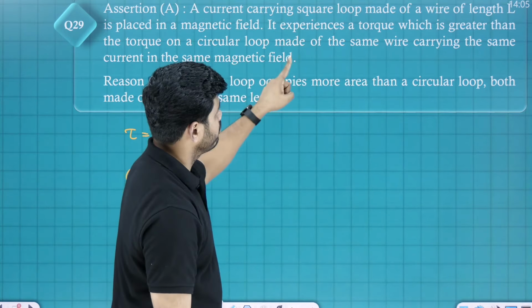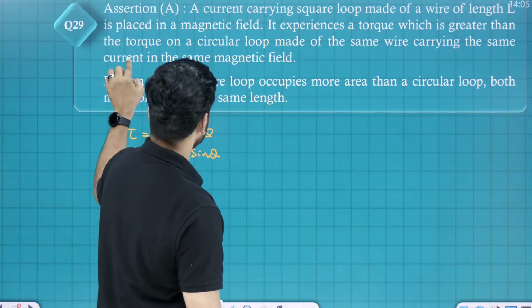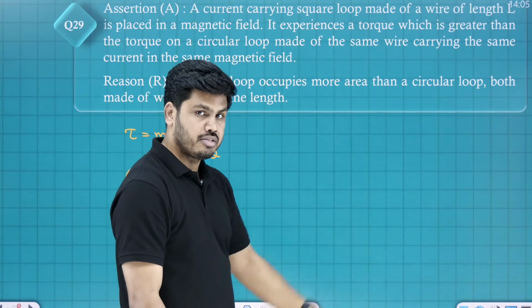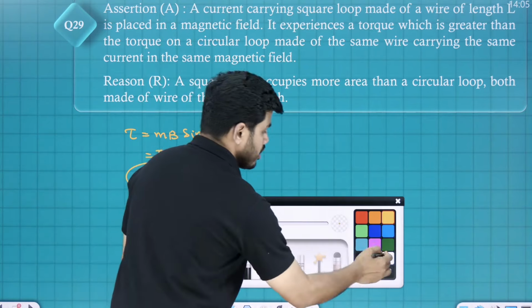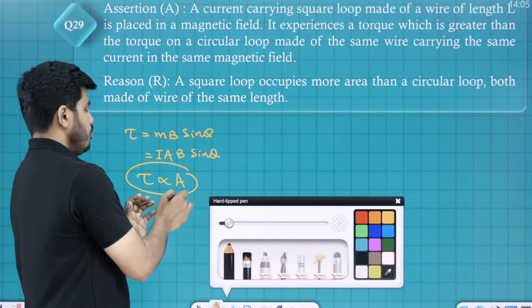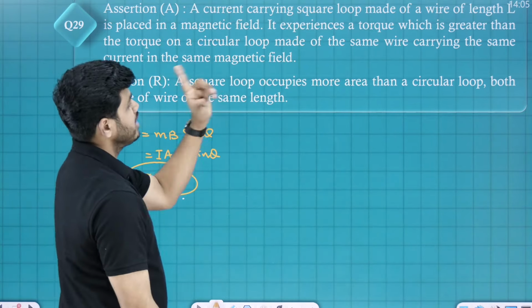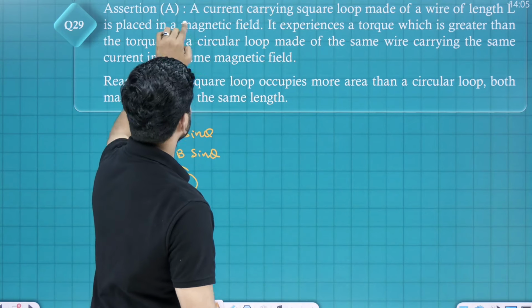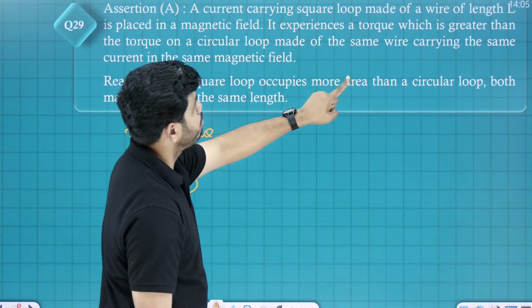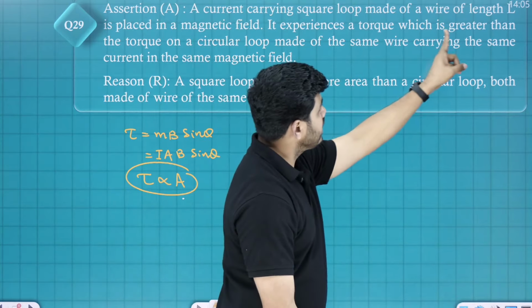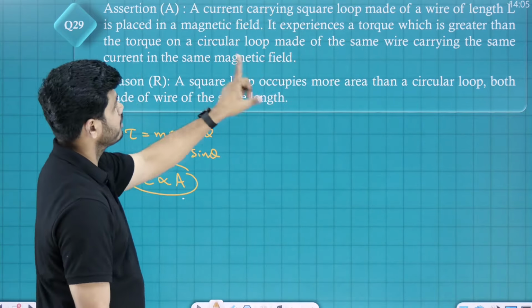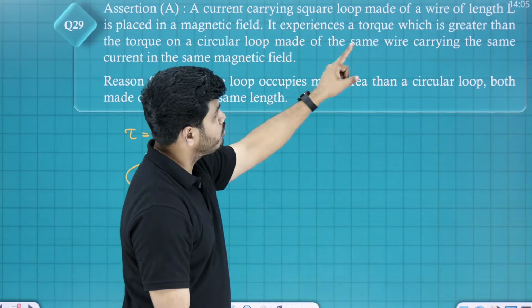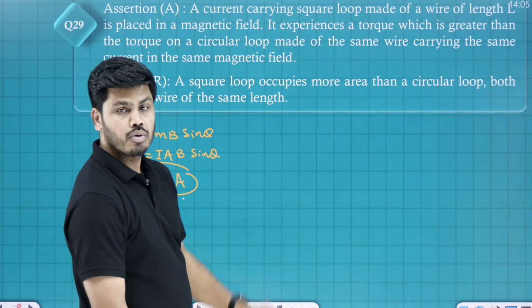See, the torque on the circular loop made of the same wire carrying the same current in the same magnetic field. Everything remains the same except the shape. Okay, so the one which has greater area will have more torque. The statement says the current carrying square loop has greater torque. You know, a square loop made of a wire of length L placed in a magnetic field experiences a torque which is greater than the torque on a circular loop.